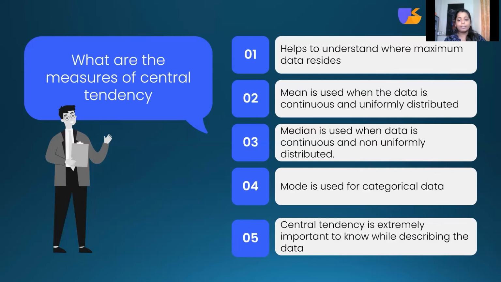Central tendency is extremely important to know while describing the data. If you are aware of the central tendency, it becomes much easier for us to compare or to make some kind of comments on the data. So that's why it becomes a very, very integral part of data understanding whenever the data is given to us. So I just hope these two questions are very clear to you.